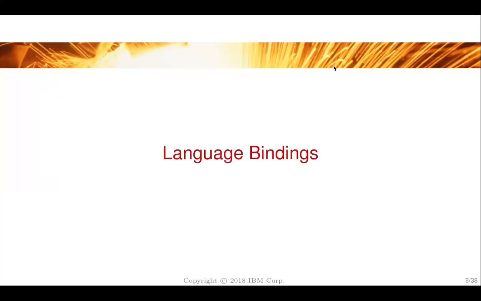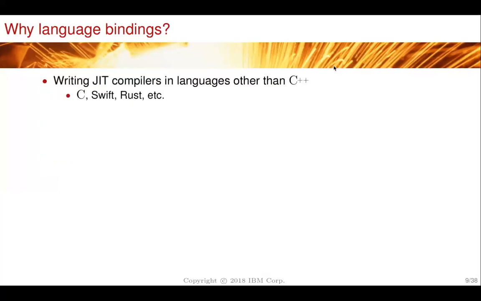So diving right in, why did we want to create language bindings for JitBuilder? The first obvious answer is, with that goal of taking the compiler technology to developers, we want to allow them to write JIT compilers in languages other than C++, since there are many language runtimes that are not written in C++. So being able to write a JIT compiler in C, Swift, Rust, or conceivably any other language can make the technology more appealing to these language runtime developers.